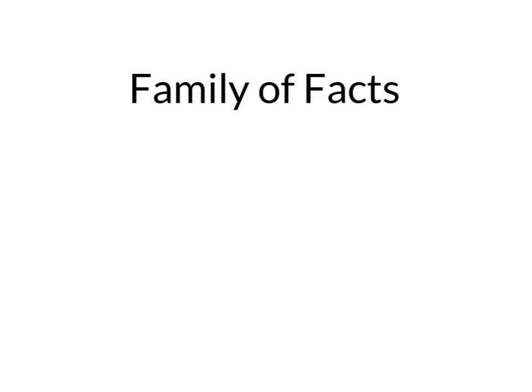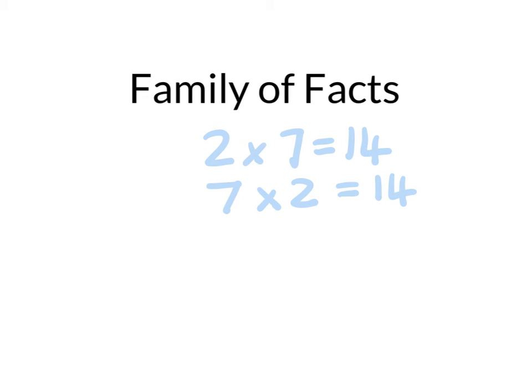One of the things that I find really helpful when I'm doing these is I think about families of facts. Okay, so I can say there's 2 lots of 7, and that's 14. Or I can say there's 7 lots of 2, and that's 14. I'm just reversing them round. Or I can say, what's 14 divided by 7? And that equals 2. So if I had 14 things and I shared it between 7 people, they get 2 each. Or if I have 14 and I share it or divide it by 2, they get 7 each.